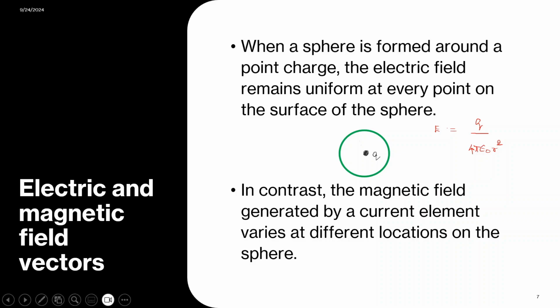However, in the case of magnetic field generated by a current element, it varies at different locations on the sphere because it depends upon theta. Sin theta is the deciding factor in the case of magnetic field. Therefore, the value of magnetic field is not uniform at all the points of the sphere, whereas the value of electric field is constant at all the points of a sphere.